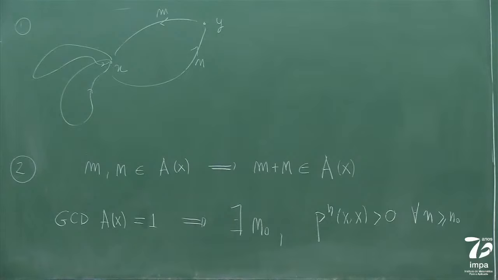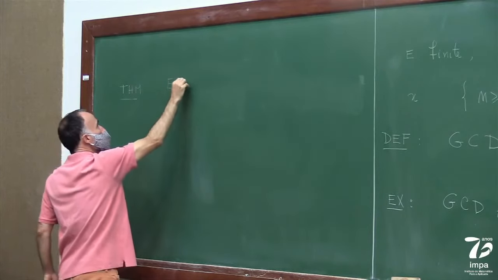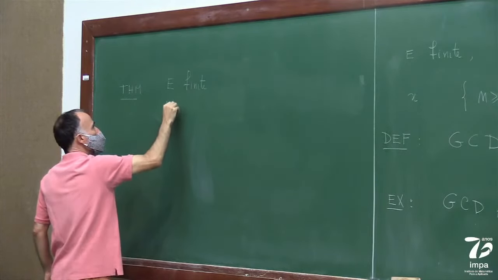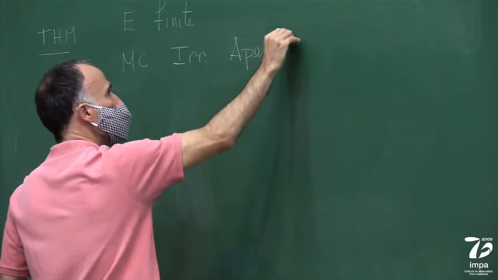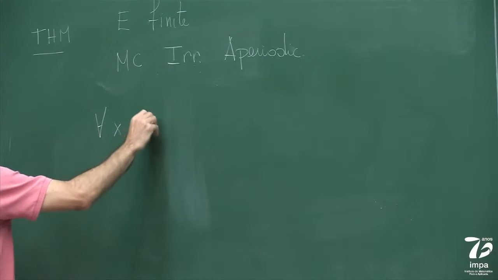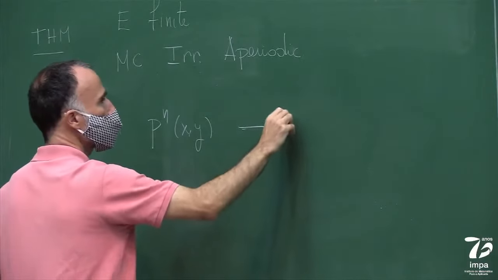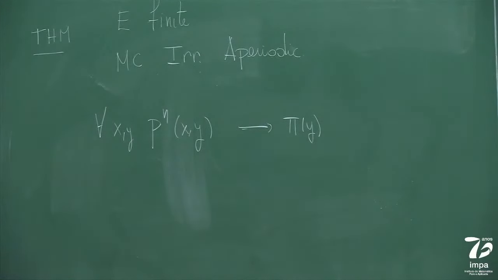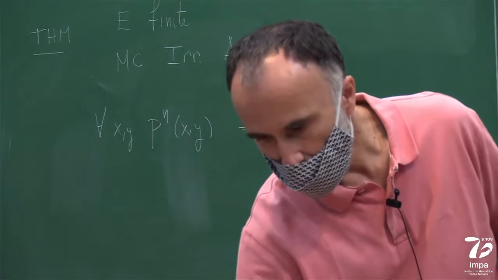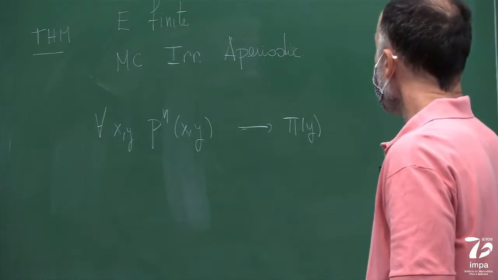So the theorem which will use these results is the following. So assume that E is finite, that the chain is irreducible, and aperiodic. Then for all x, y, P^n(x,y) converges to pi(y), where pi is the unique stationary measure. Okay? So this is what we are going to prove. And the proof relies on a coupling argument.